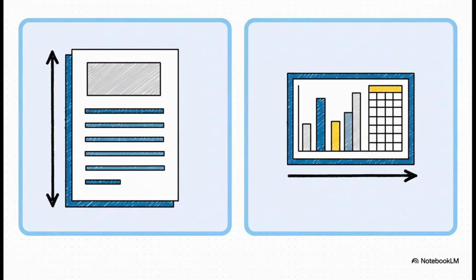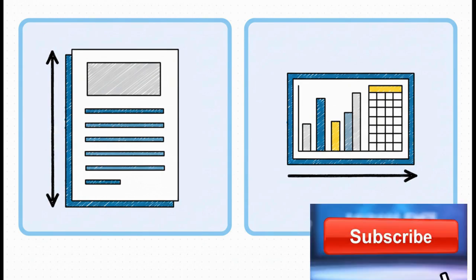One of the biggest choices you'll make here is the orientation. Portrait, which is vertical, that's the standard for pretty much everything. Letters, reports, you name it. But what if you're trying to fit in a really wide table or a big graph? That's when you flip it to landscape. It gives you all that horizontal space you need. It's all about making the page fit your content, not the other way around.